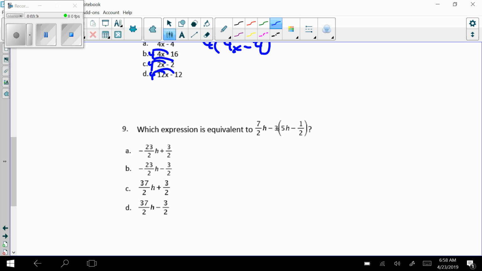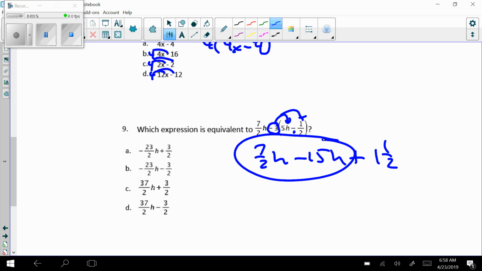All right, number 9, which expression is equivalent? So we have to distribute and combine. Careful here, when we distribute, this negative goes with the 3, so we're distributing -3, so we get 7 over 2h. -3, this would be -15h, and you have a negative, and this is a negative as well. The negative 1/2, so a negative times a negative is a positive 1 1/2. All right, and then you combine these together.